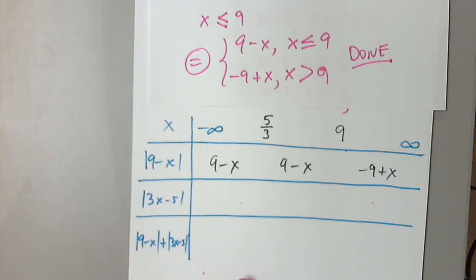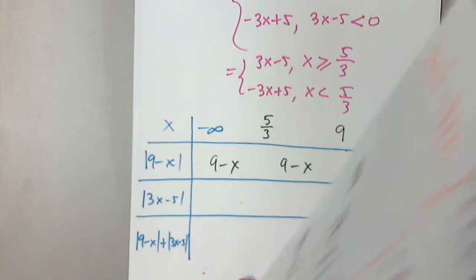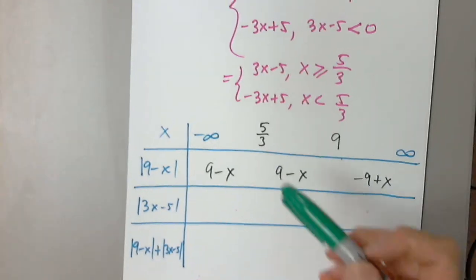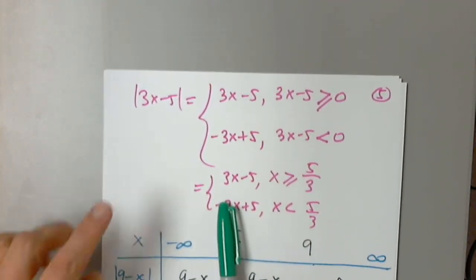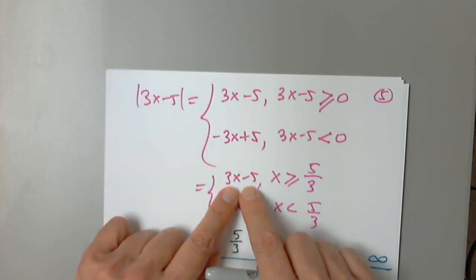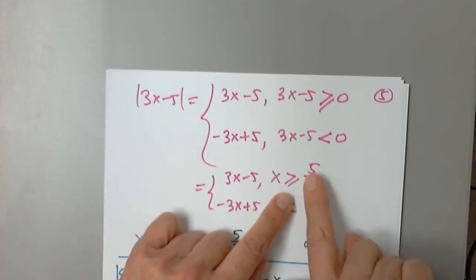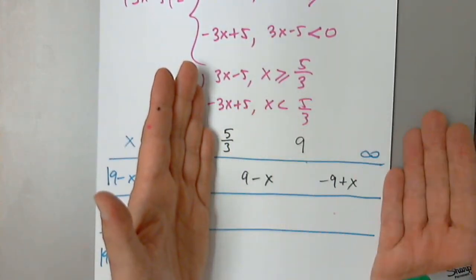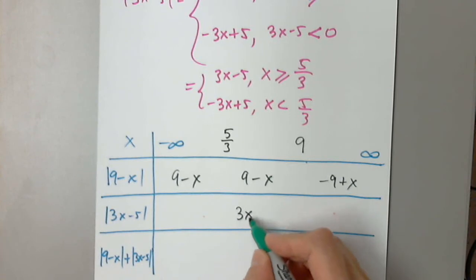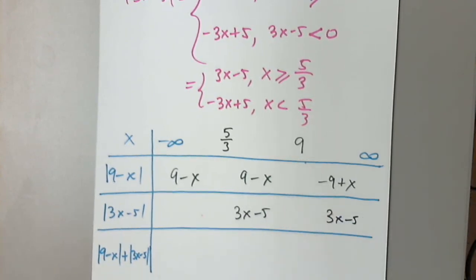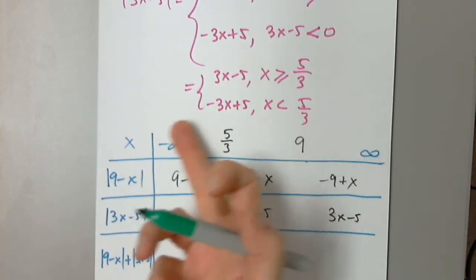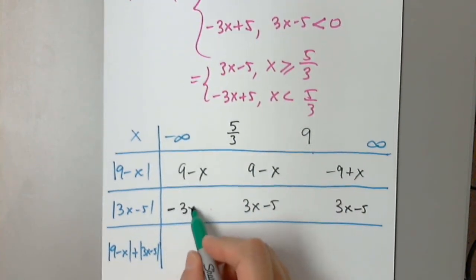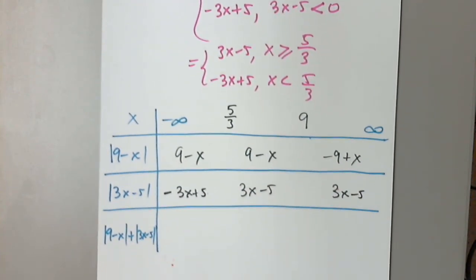So now, I need to do the same thing for the second one. Let's read what this means. The absolute value can be replaced by 3x minus 5 for any number to the right of 5/3. To the right of 5/3, I'm going to write 3x minus 5, 3x minus 5. And to the left of 5/3, I'm going to write negative 3x plus 5. Again, I'm only summarizing the information in this table.